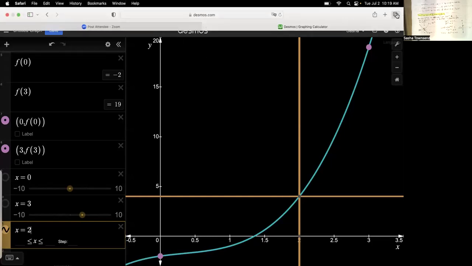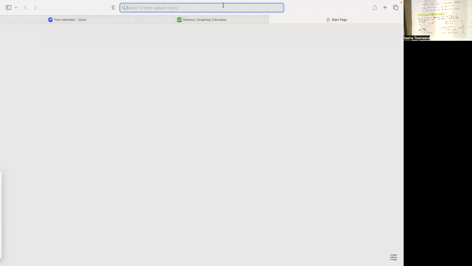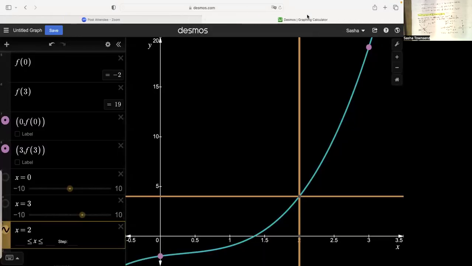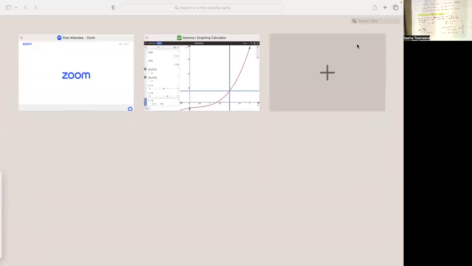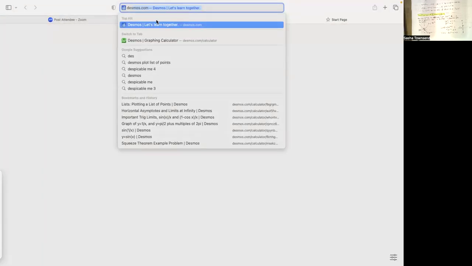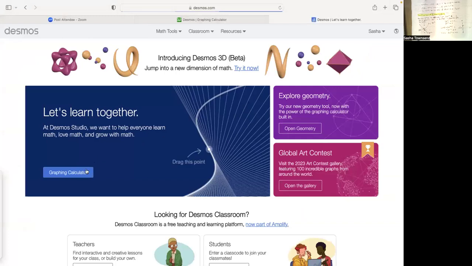Keeps opening the same window. Oh, it's switching tabs.